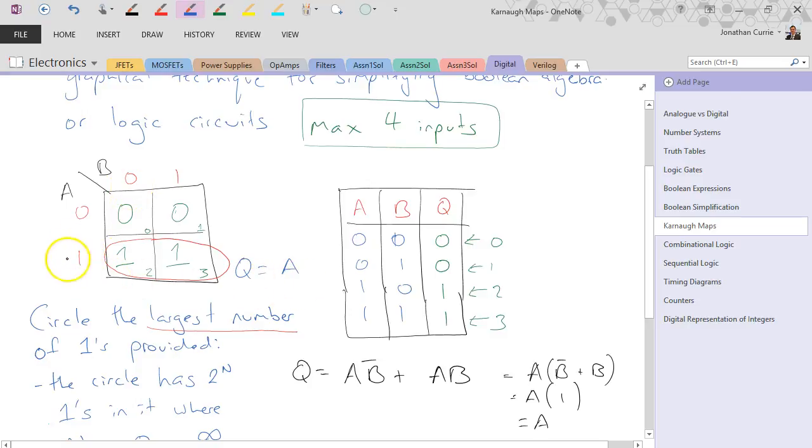Once again, A must be equal to 1. We're not interested in this row, but B could be any value. So as far as we're concerned, we can drop B. It's playing no role here. And you'll note we get the same answer that we would have got from Boolean simplification.